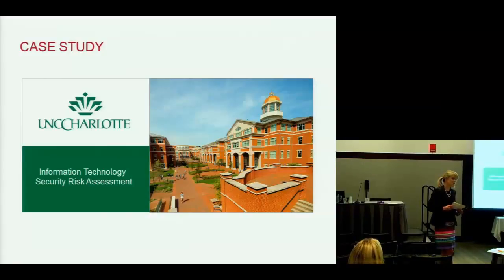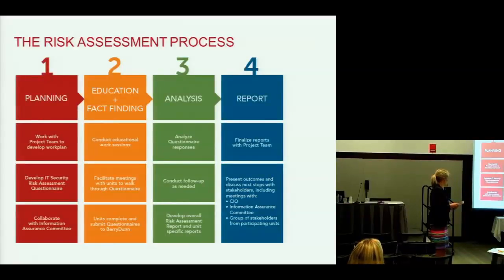UNC Charlotte wanted to involve 25 colleges and departments in this process, and they wanted to do it in a 3-month time frame, which was quite aggressive. So that really helped shape our process. So over the next set of slides, I'm going to take you through our IT security risk assessment process and some of the key elements of each of these 4 components. So any questions at this point?